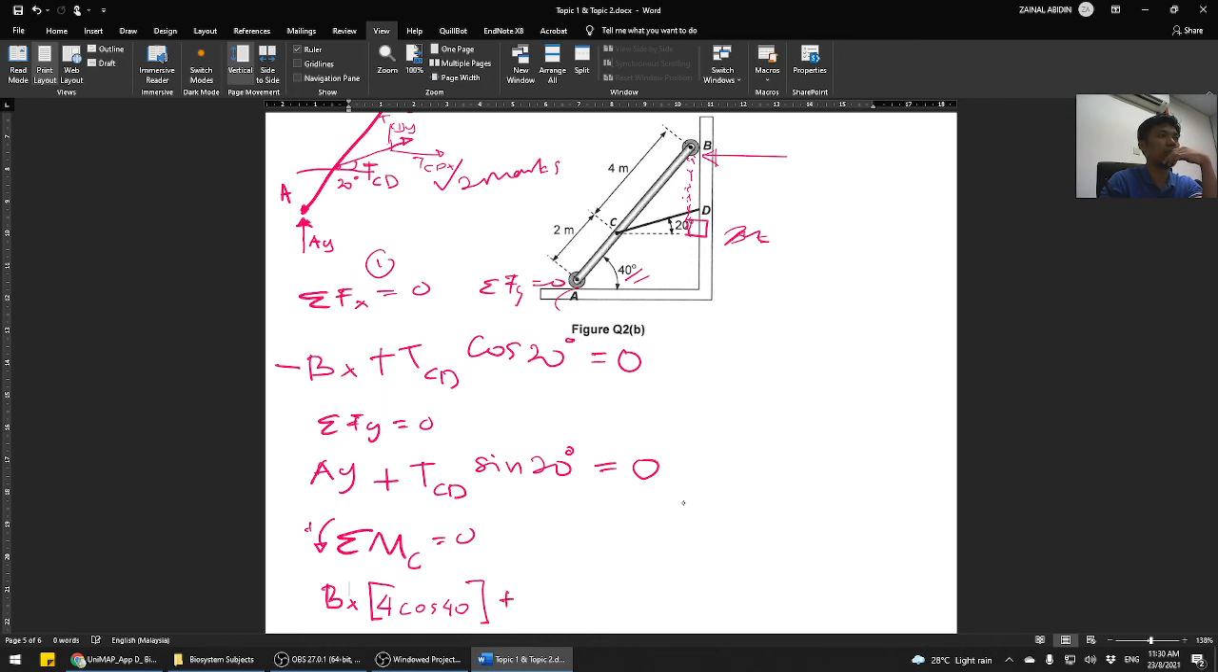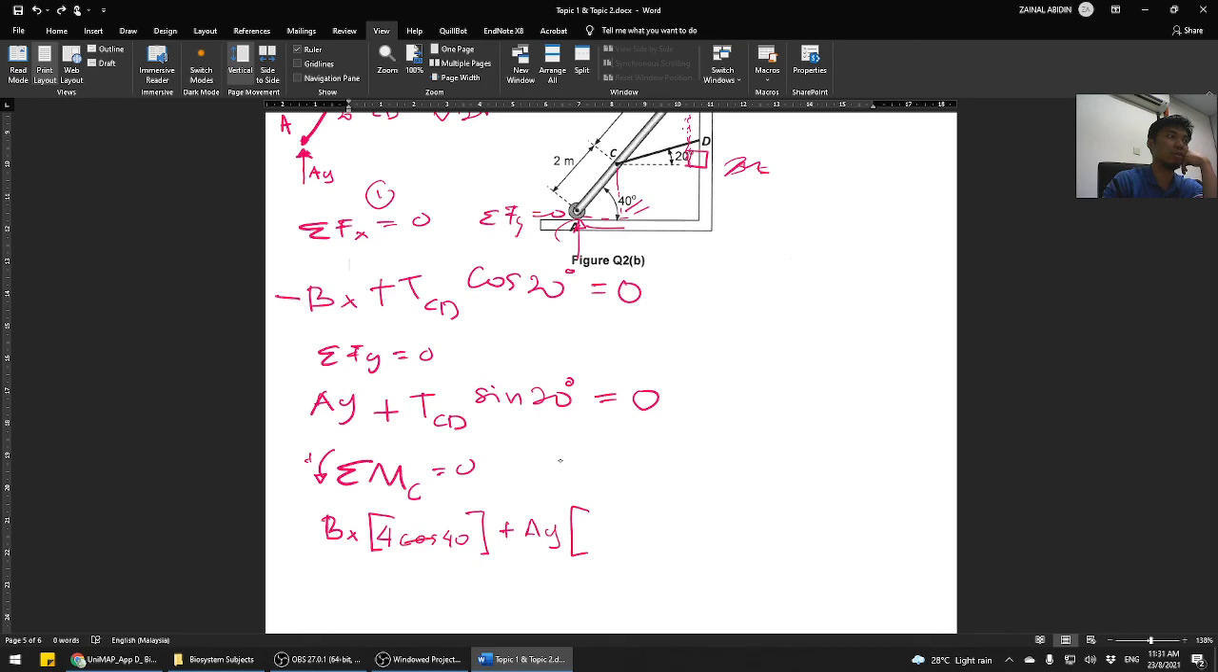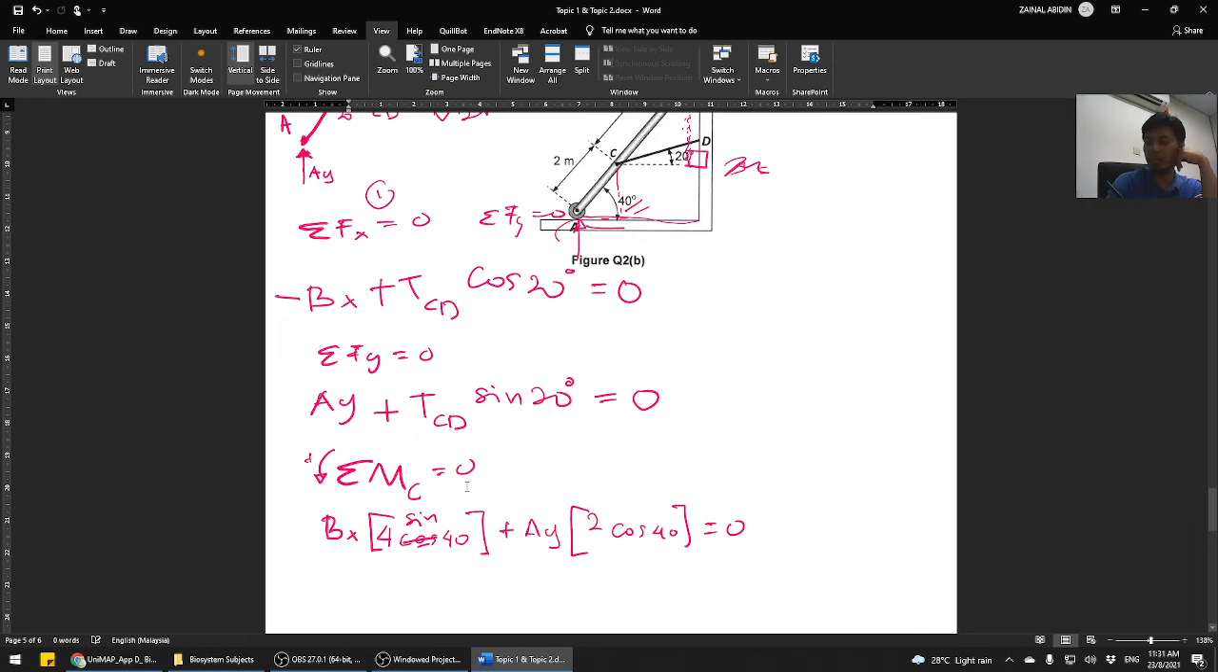Which is positive, AY times another distance from A to C in a perpendicular way. So you have to find this distance. I'm sorry, this is not cos 40, this is sine 40. If you use cos, you get this direction. So this is sine, and this one is cos, equal to 0. Let me check back. So this is negative, not positive. So your equation becomes BX times sin 40.